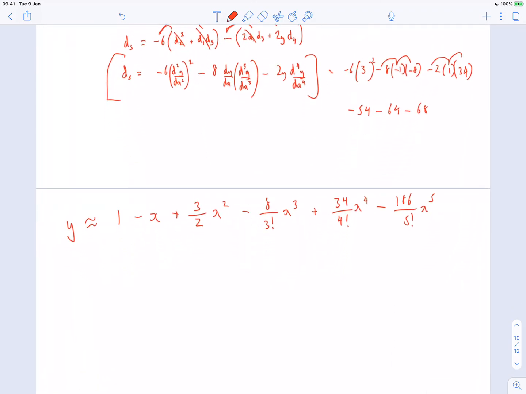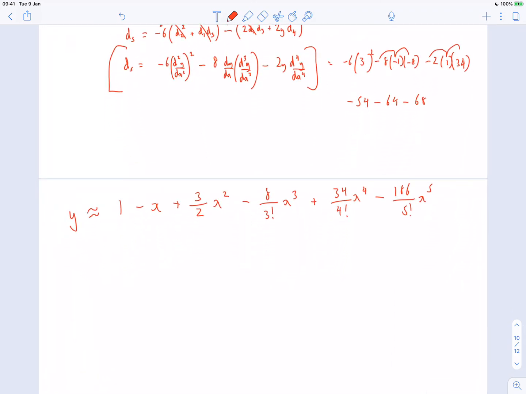Okay, let's tidy some stuff up. So a polynomial that best approximates this as a solution would be 1 minus x plus 3 over 2 x squared minus, and 8 over 3 factorial, I believe, is 4/3, because the 3 factorial is 3 times 2 times 1, and the 8 and the 2 will cancel like so. 34 over 4 times 3 times 2 times 1. The 34 and the 2 will cancel to get 17. So I believe that's going to be 17 over 12 x to the 4.